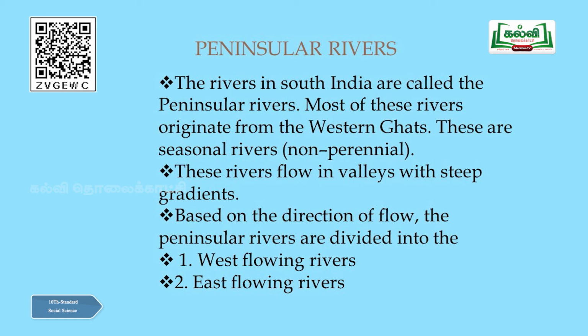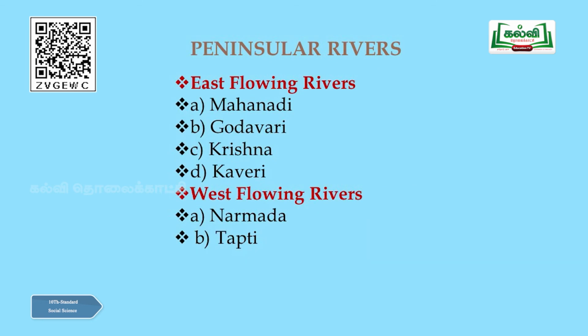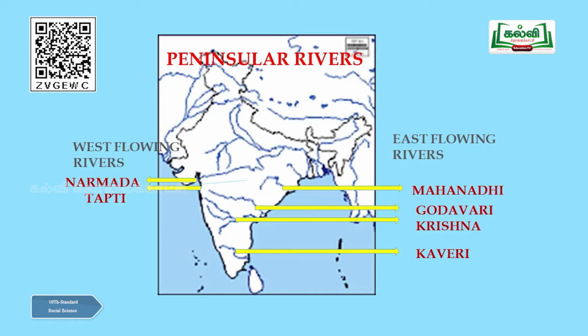Based on the direction of the flow, the peninsular rivers are broadly classified into two types. One is west flowing rivers, another one is east flowing rivers. The east flowing rivers are Mahanadi, Godavari, Krishna, Kaveri, whereas the west flowing rivers are Narmada and Tapti. Look into this map. Here we can see the west flowing rivers as well as the east flowing rivers. West flowing rivers, there are two important rivers. One is Narmada, below Narmada is the Tapti. And in the east flowing rivers, the first one from the north to south is Mahanadi, and second one is Godavari, third one is Krishna, and the fourth one is Kaveri.